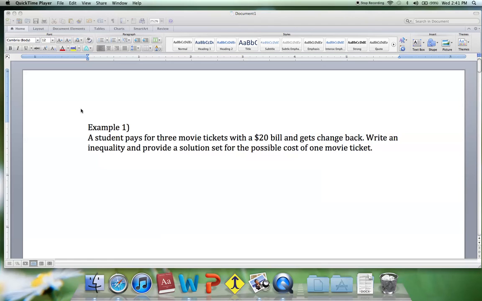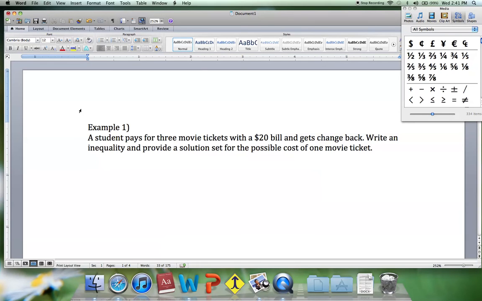We are going to do 4 word problem examples for inequalities. Our first example: a student pays for 3 movie tickets with a $20 bill and gets change back. Write an inequality and provide a solution set for the possible cost of 1 movie ticket.